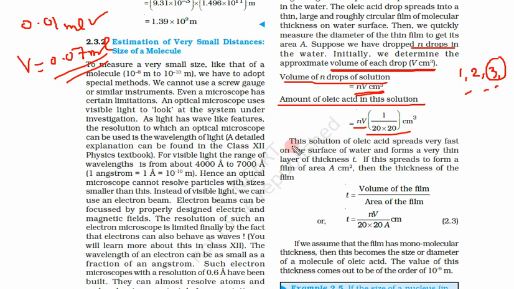So what are we doing? We are spreading this drop of oleic acid. This solution of oleic acid spreads very fast on the surface of water and forms a very thin layer of thickness t. If this spreads to form a film of area A cm square, then the thickness of the film is the volume of the film divided by the area of the film. So thickness is equal to nV upon 20 into 20, divided by A. This is the thickness in centimeter.